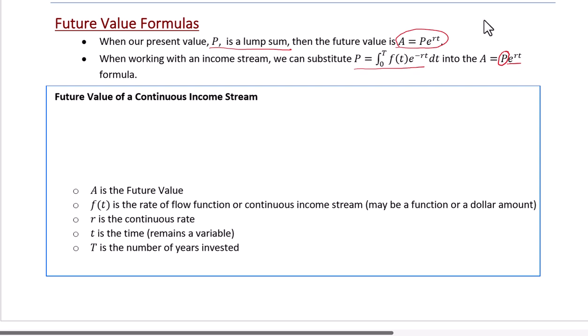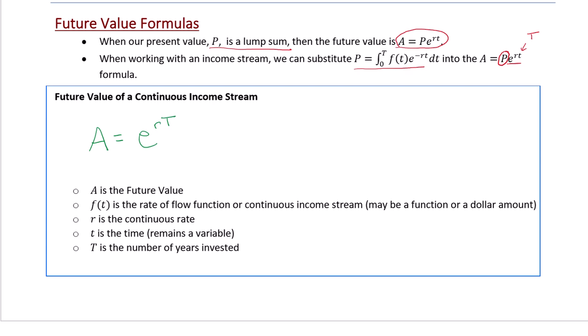The only difference is this rt is now going to be a capital T. Our formula for a future value of continuous income stream would be e to the r capital T times our present value formula, integral from 0 to capital T of f(t) e to the negative r little t dt. So basically we moved this e to the rT to the front so it wouldn't get confused as to who was inside that integral. All of the parts are still the same.